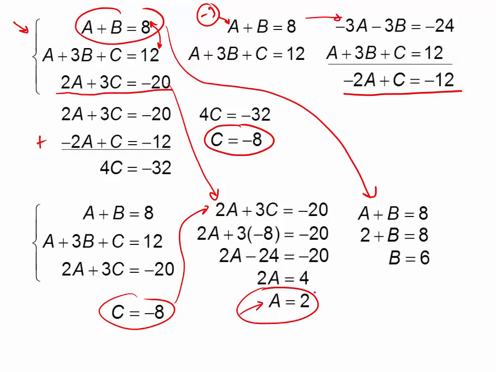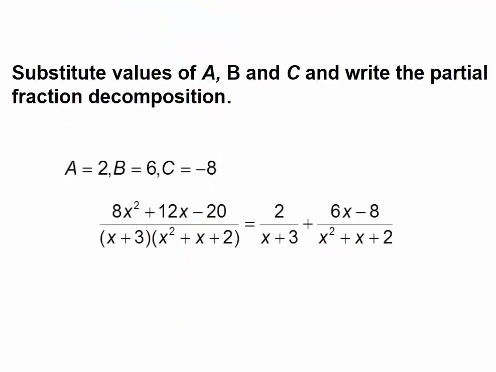So there I am substituting a is 2 into that equation, and then we figure out that b is 6. Once I've got a, b, and c, now I'm ready to go back to my original setup and substitute those values to write my partial fraction decomposition. So a is 2, b is 6, c is negative 8. I plug them in there: there was my a value, there was my b value, and there was my c value.